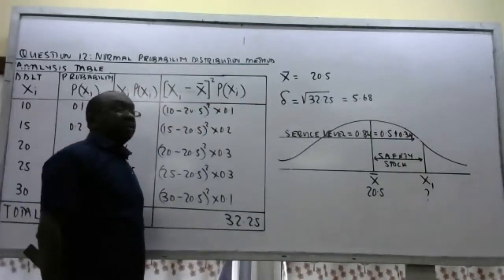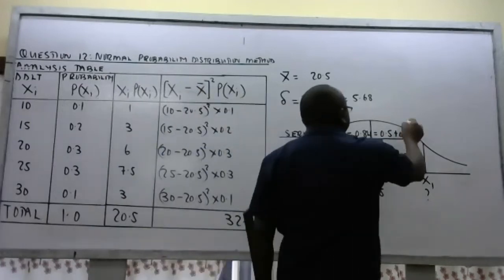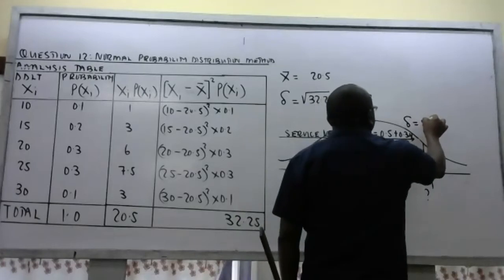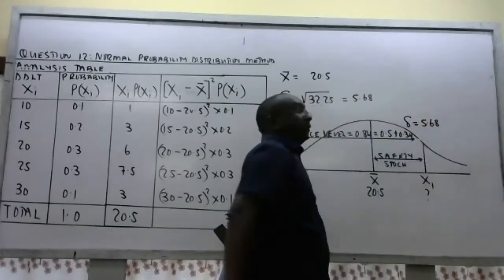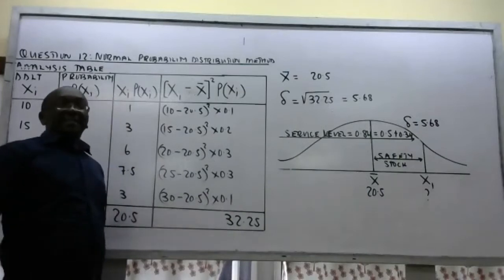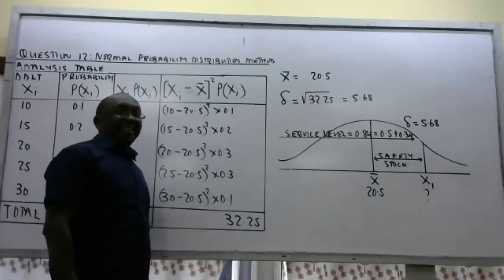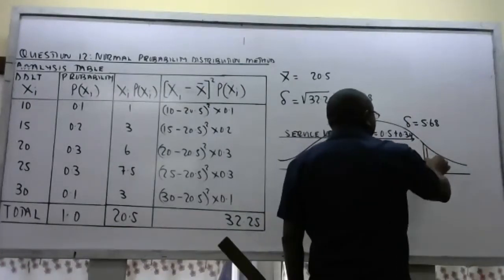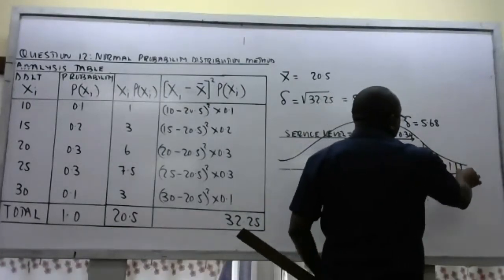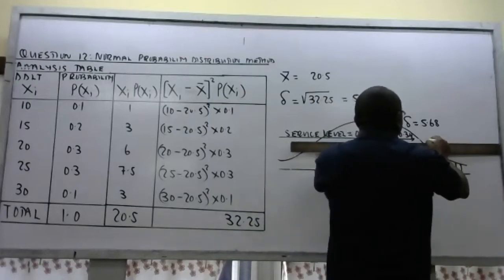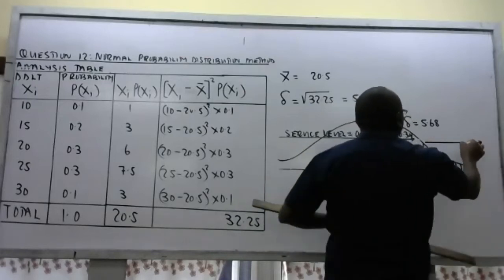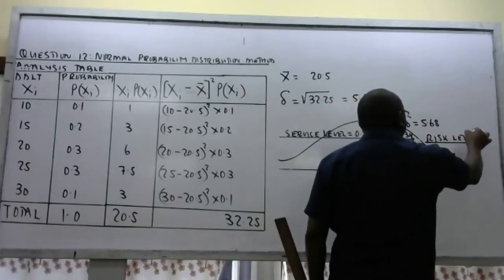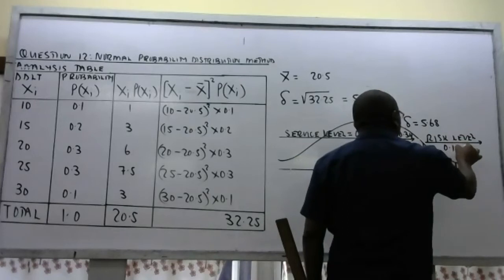I hope you have not forgotten normal probability distribution. So now you must demonstrate that for sure you will pass your paper. So this one is called the risk level, which is 0.16.